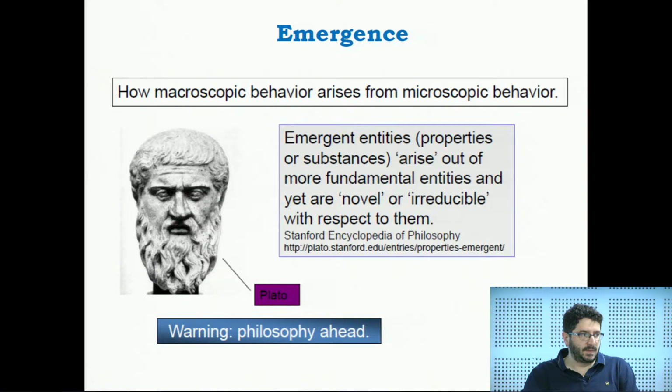So emergence is very much at the heart, okay, of complex systems. It's something we don't fully understand yet. We just observe it. It's essentially how a macroscopic behavior arises from a microscopic behavior. So you have entities that emerge, or properties, say, that emerge out of more fundamental properties or entities, but they are not made of the same stuff, so to speak. They do emerge, but they are something else.